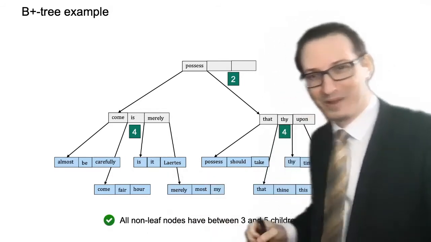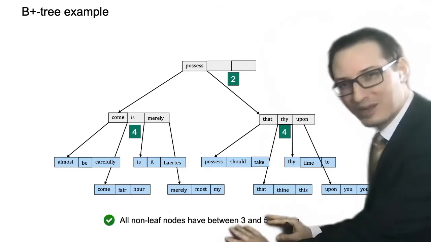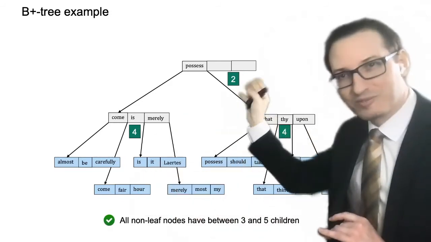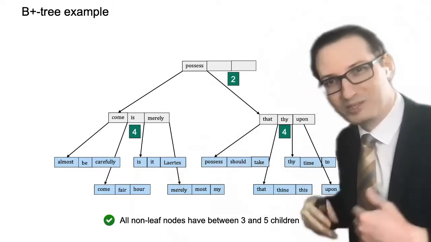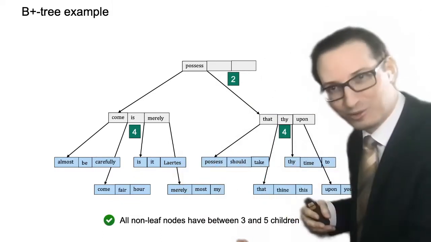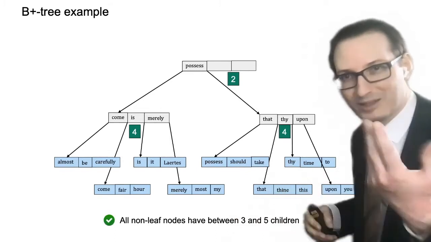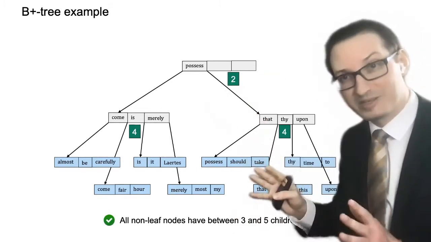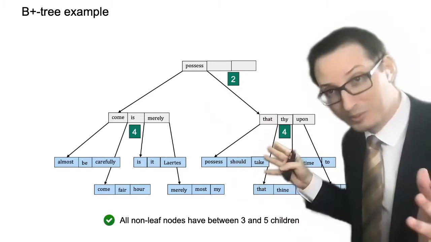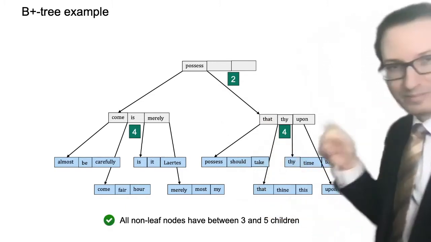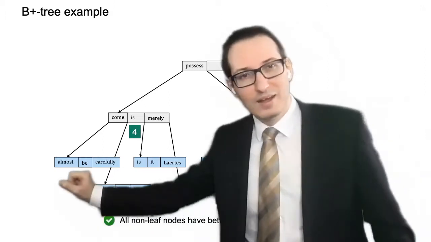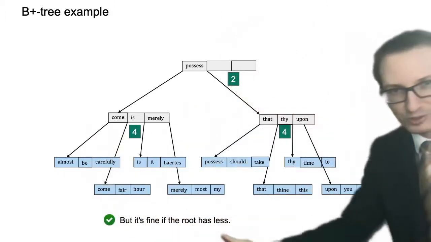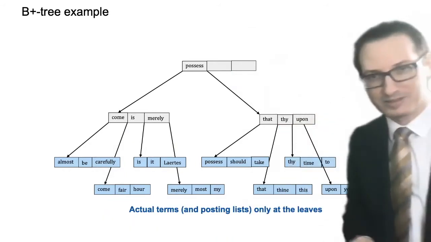It's the only exception. So basically, I repeat, between 3 and 5 children everywhere. And for the root, it's fine if it has less. So it's between 2 and 5, because 1 would be ridiculous, right? So the root is the only one that has the exception, and that can be smaller, but it cannot be bigger, just smaller. All right. Now, that's what I wrote here, just so you have it. It's fine if the root has less.